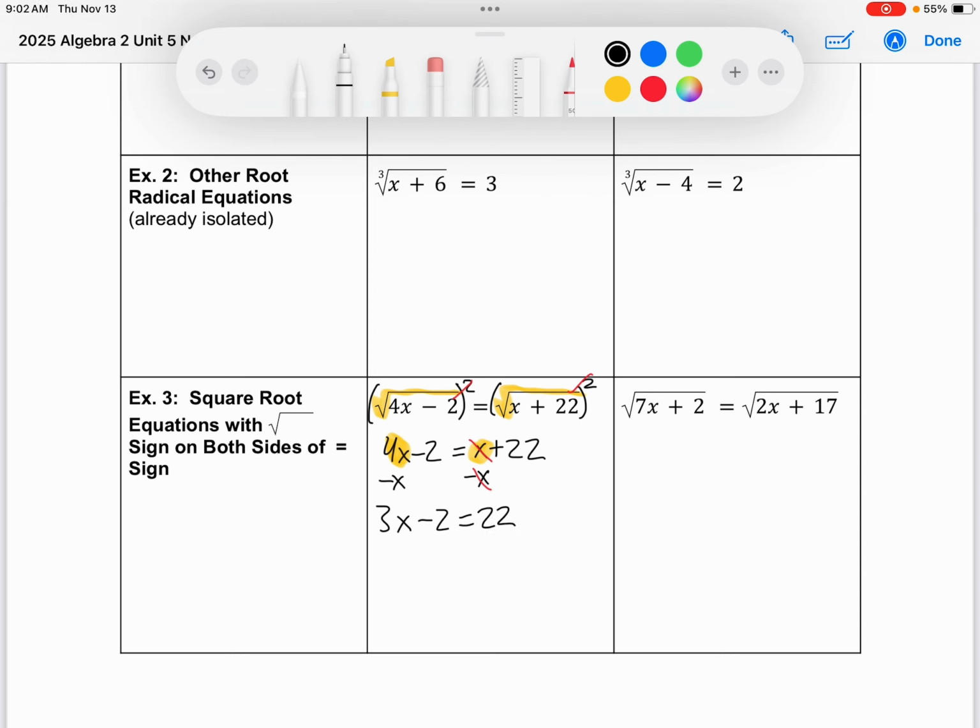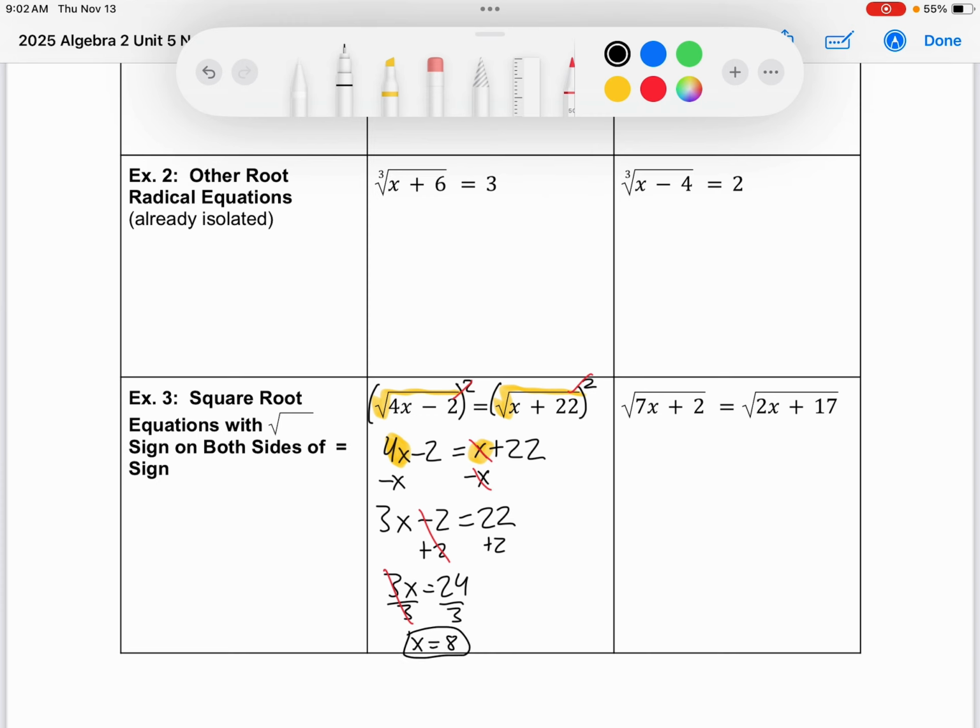From there, we would add 2 to both sides in order to cancel out with the minus 2, giving me 3x equals 24, because 22 plus 2 is 24. We then divide by 3 to cancel out with the coefficient of 3, giving me the final answer of x equals 8.